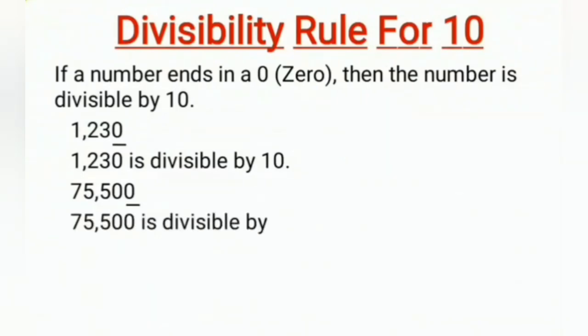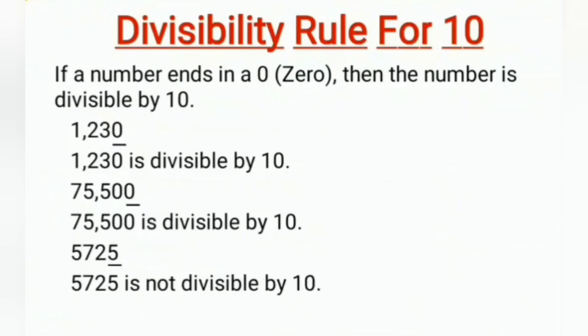One more example is 5,725. It ends in 5, so it is not divisible by 10. Here we have to check only the last digit. If it is 0, then it is divisible by 10.